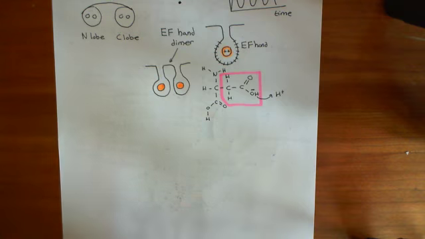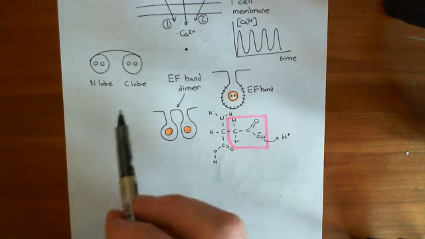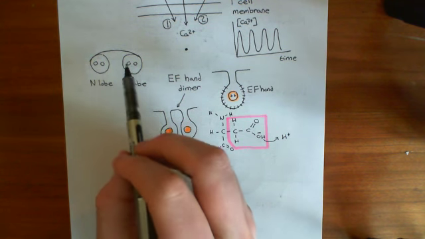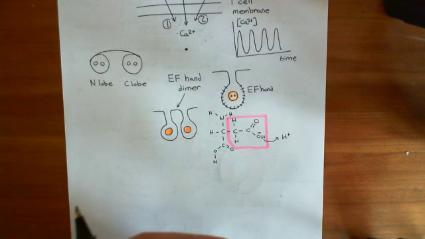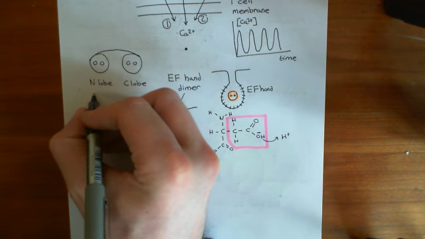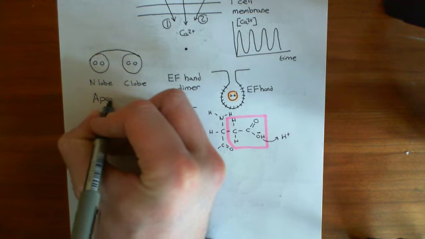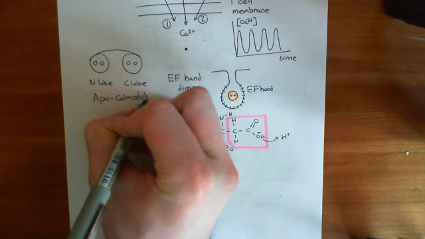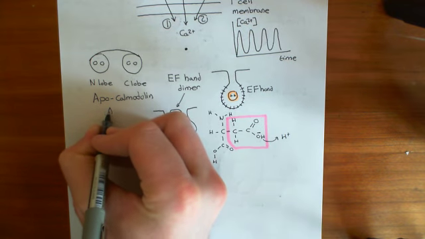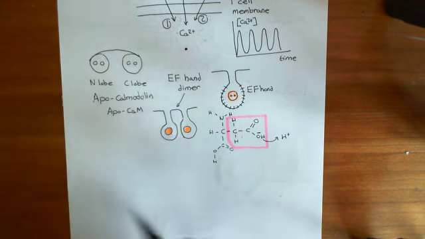Okay, right. So that's what you have in these two lobes of calmodulin. You have an EF hand dimer in the N lobe of calmodulin and an EF hand dimer in the C lobe of calmodulin. When calmodulin has no calcium bound to it, i.e. when calcium is very low in the cytoplasm, then it is known as apocalmodulin, and that's often denoted apo CaM for calmodulin, CaM like so.